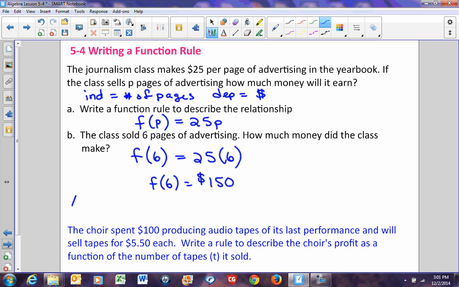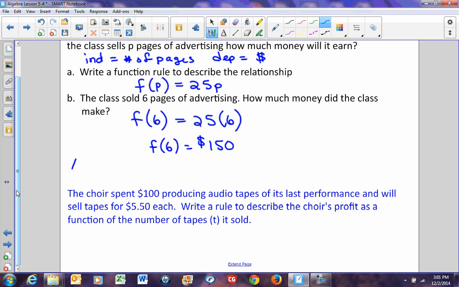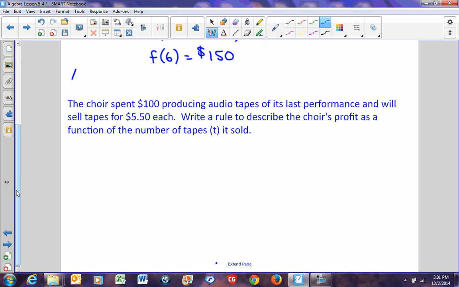Let's look at one more. The choir spent $100 producing audio tapes of its last performance, and will sell tapes for $5.50 each. Write a rule to describe the choir's profit as a function of the number of tapes it sold. So the profit is going to be the number of tapes sold at $5.50 each. But we had to spend $100 to produce all the tapes, so you have to keep that in mind.